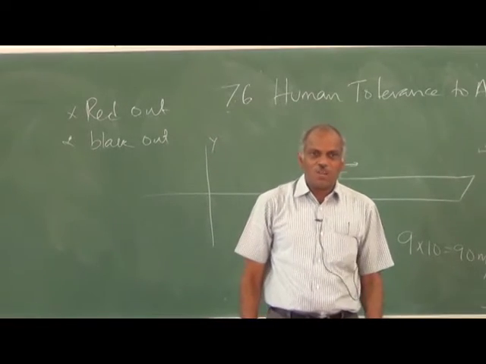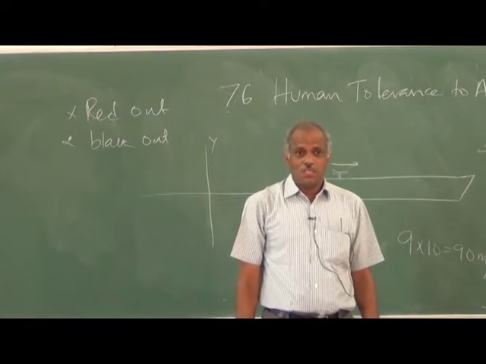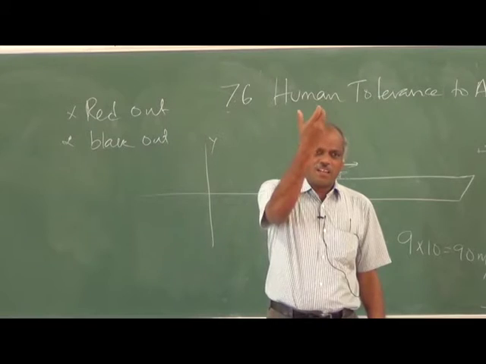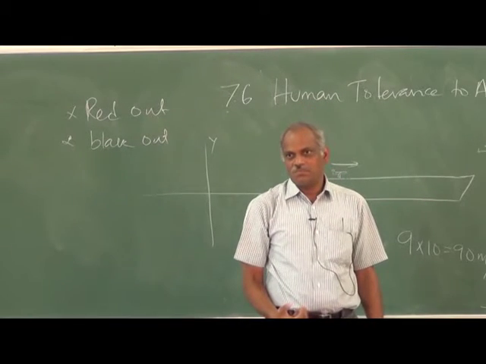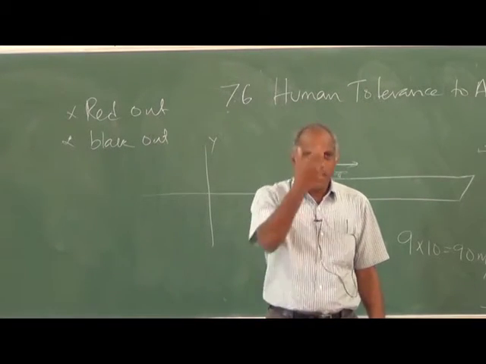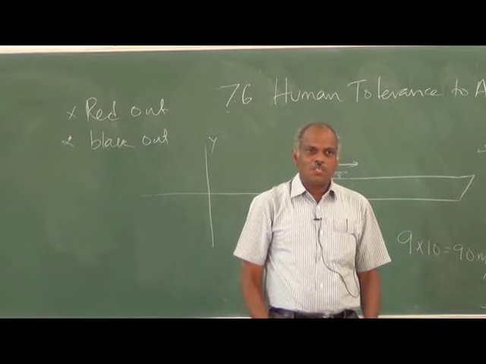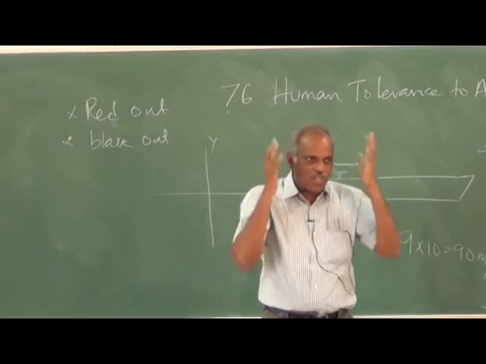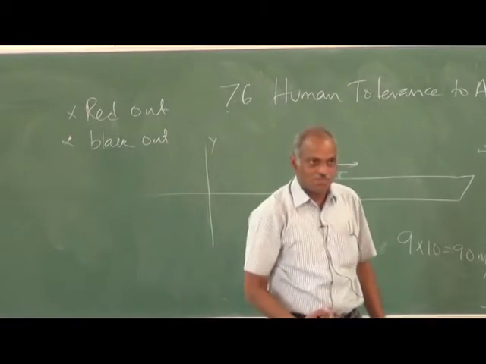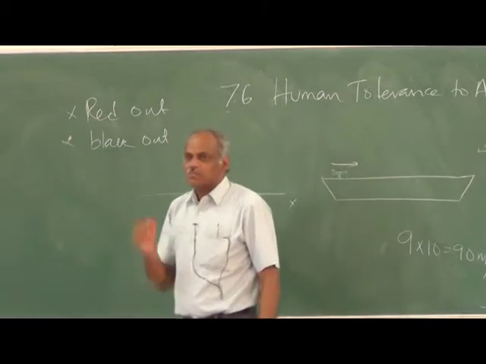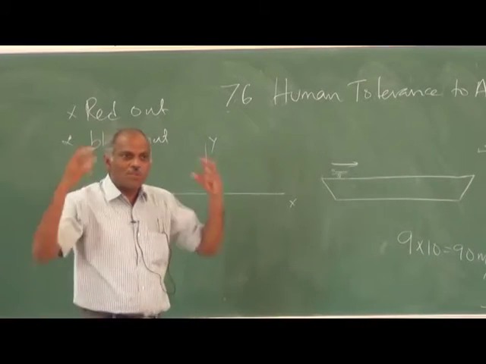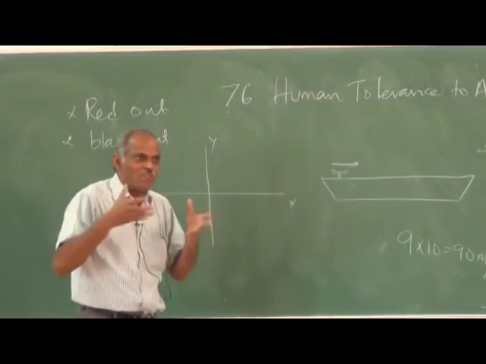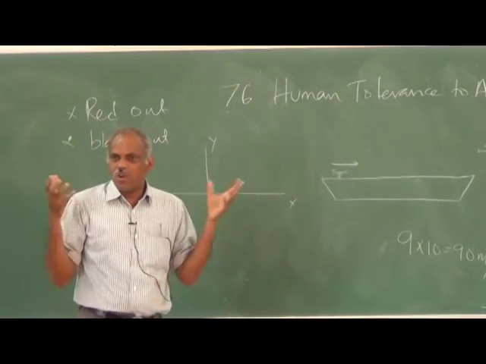What is red out or what is blackout? When you are accelerated downwards, which are very high acceleration, the blood flow, all this will be towards your head. When you are going down, then your brain will be flooded with so much blood.